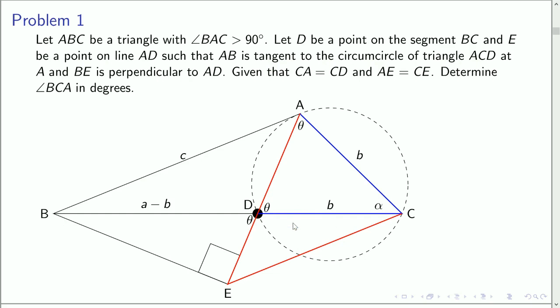And since we know the angles, this length AD will be 2B cosine of theta, right? Because if you drop a perpendicular from C to AD, this half length will be B cosine of theta. So the whole length will be 2B cos theta. And this we know is A minus B. This angle is theta here, so this is A minus B cos theta, and this side here is A minus B sin theta. Alright, so what else? We have this length AE is equal to this length CE.